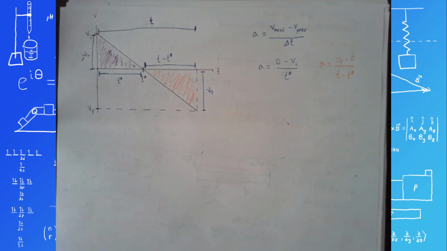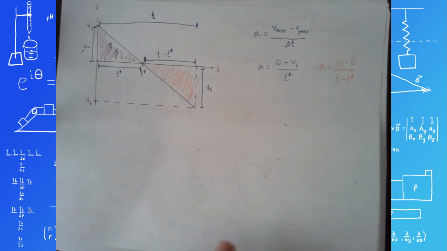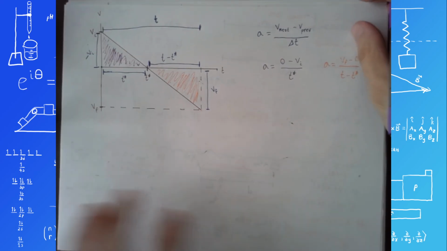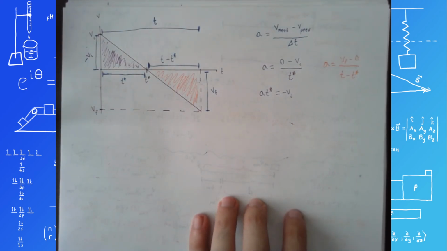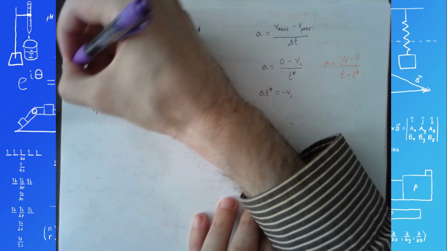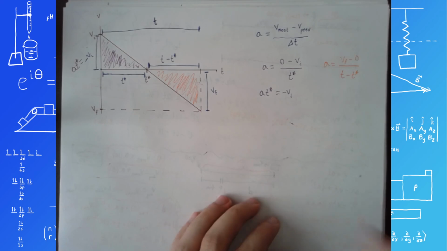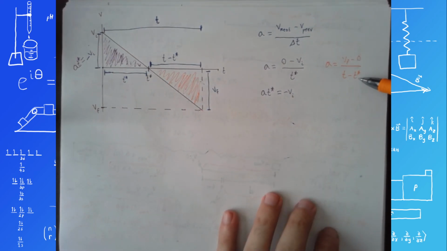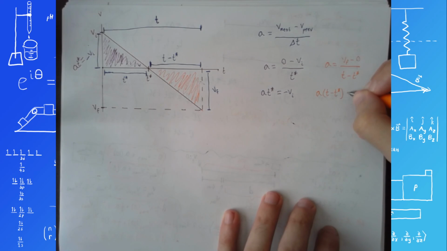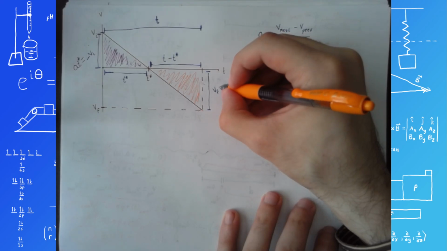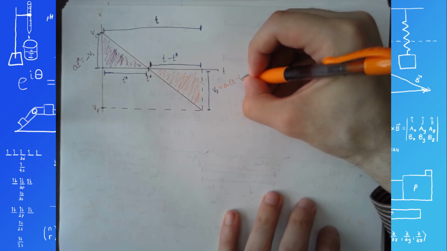If I solve for negative v initial, all I have to do is multiply t star over here. So let me switch back to the purple. I would get a times t star equals negative v initial. So I can just call this a t star for the height. And then for the height of the orange triangle, I can do similar. Multiply by t minus t star on both sides, and I get a times t minus t star equals v final. So I can write that as a substitute for the height over here. The height has a magnitude of a times t minus t star.